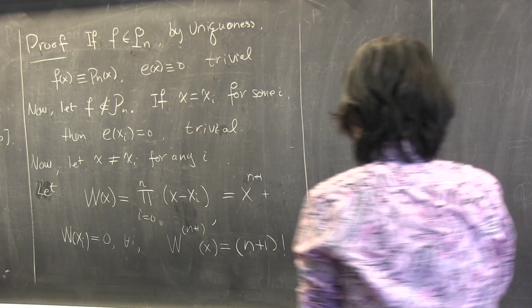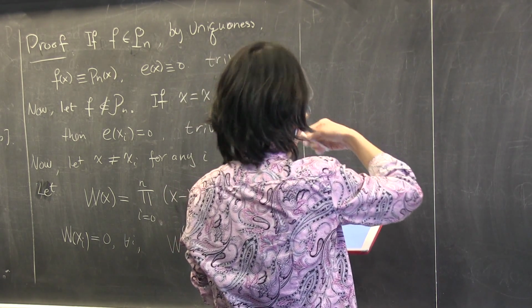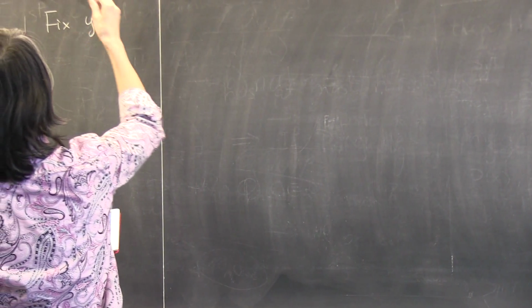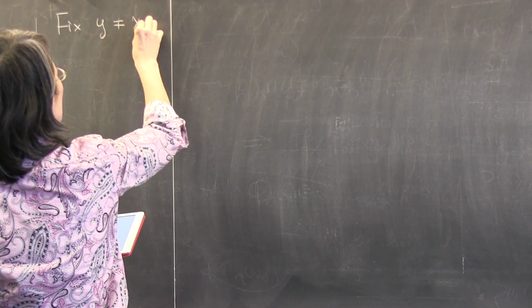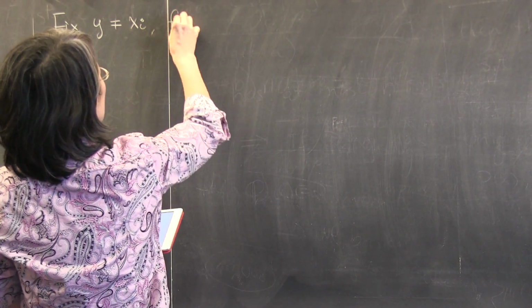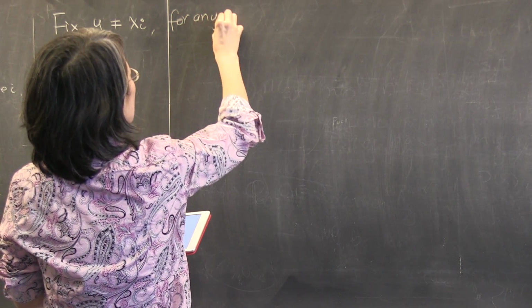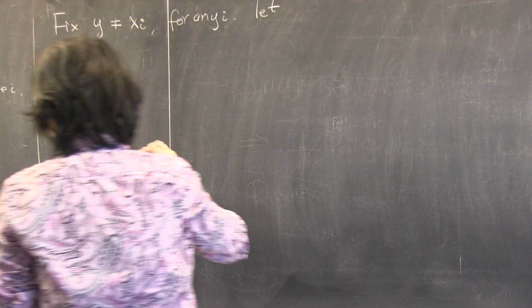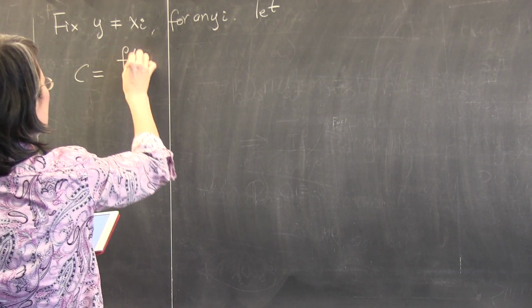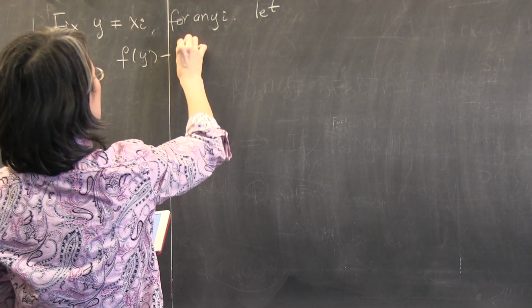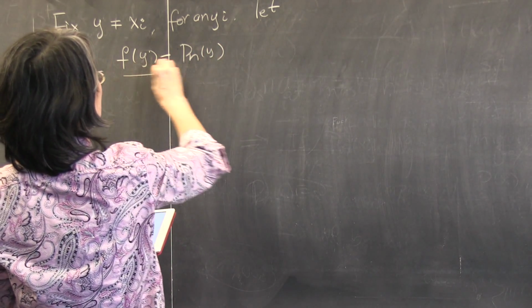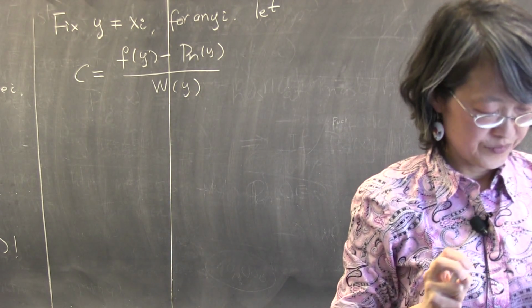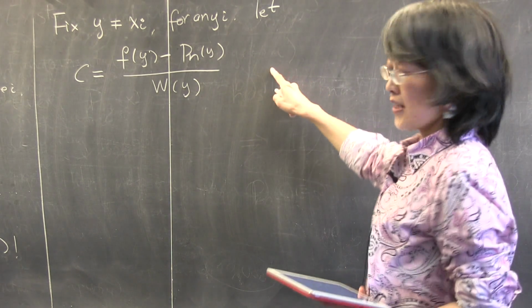Okay, I need to define something else. Now I fix a parameter, we call it y. It's a parameter, so for the rest this is fixed. And then y does not equal xi for any i. Okay, and then I define a constant, I call it c. Right now y is fixed. So c is f of y minus Pn of y over w of y. Okay? So for a fixed y, this is a fixed number.